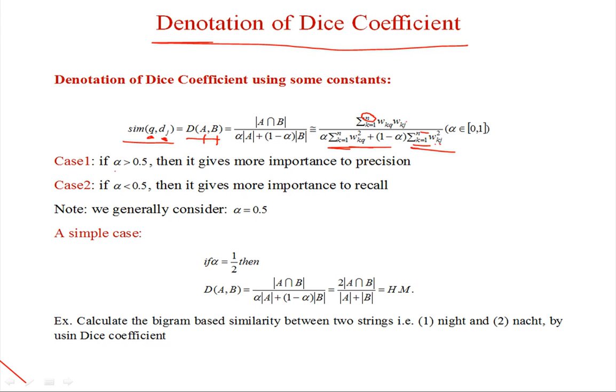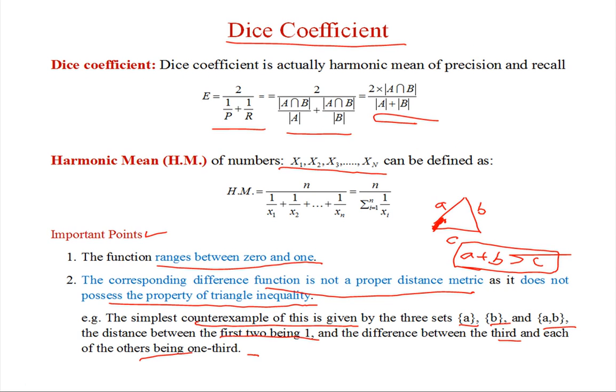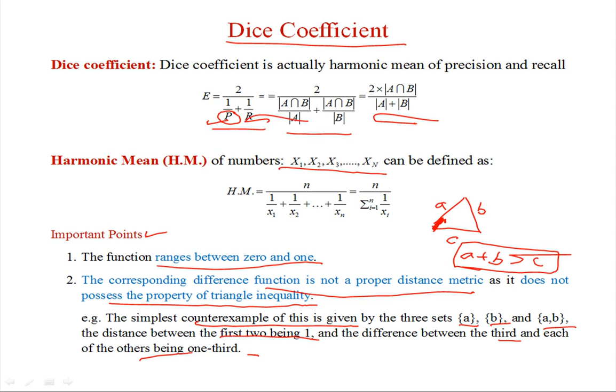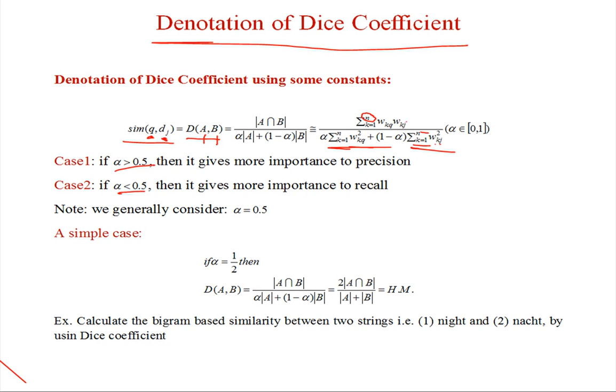If alpha is greater than 0.5, then it gives some importance to precision. If alpha is greater than 0.5, then this part will be more important. If alpha is less than 0.5, then recall will be more important in calculation. If you use alpha equal to 0.5, then it will be a simple harmonic mean like this.